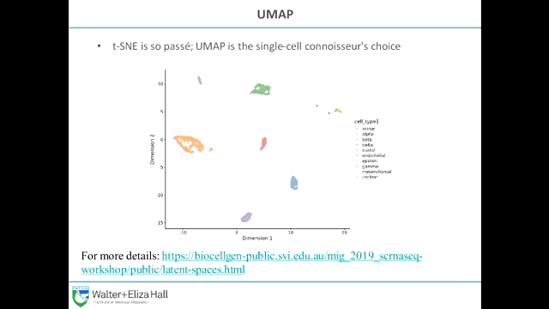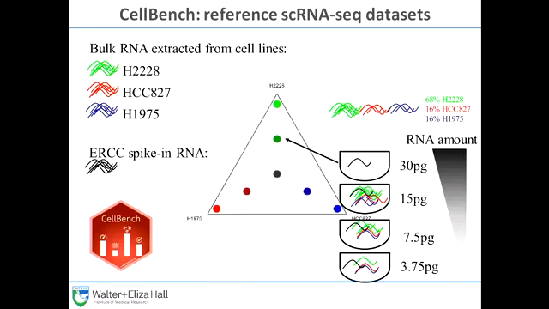So we've just talked about dimensionality reduction techniques, extremely useful, but they come with some caveats. Like a lot of these things, when we're trying to understand how these things work, it can be useful to have some sort of reference data sets, or benchmarking data sets, so we can evaluate the performance of different methods.